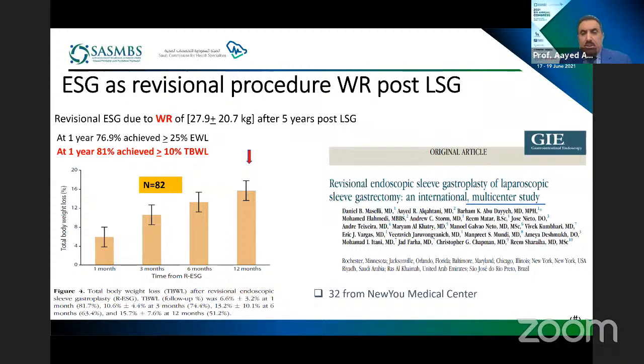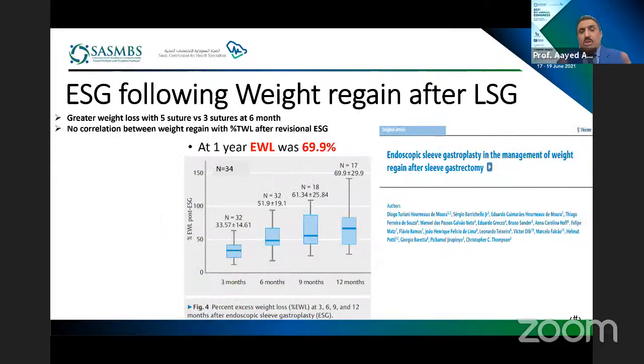This study is a multi-centric study with Barham and our colleagues from different centers worldwide. And we found that up to 81% achieve more than 10% total weight loss at 1 year time. Most of them are reaching around 14% total weight loss, but at least 81% more than 10% total weight loss, which is the definition of success in this procedure.